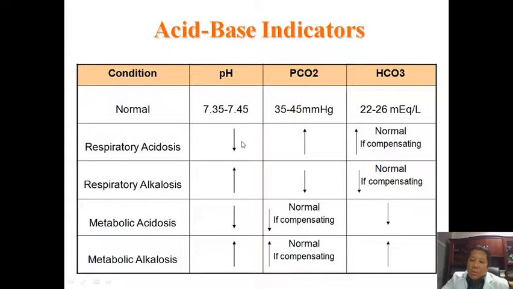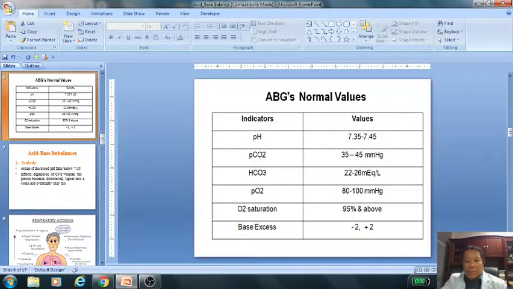7.45. For respiratory acidosis, your partial pressure of carbon dioxide should be higher than 45 millimeters of mercury, simply because the patient is retaining carbon dioxide, and the bicarbonate can either be normal or it will be elevated if the kidneys are trying to compensate. And I will explain that in the next video during ABG interpretation. Respiratory alkalosis, PCO2 will be lower than 35 millimeters of mercury, because the patient is trying to eliminate excessive carbon dioxide.